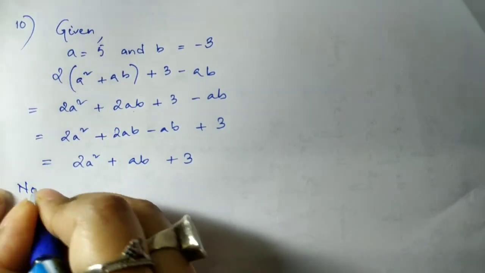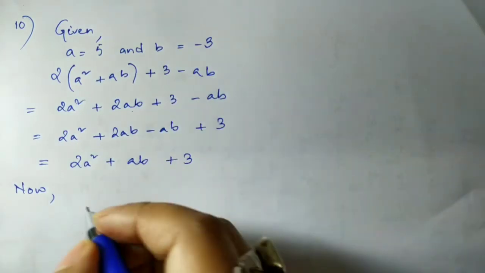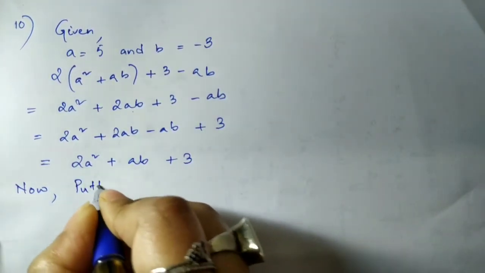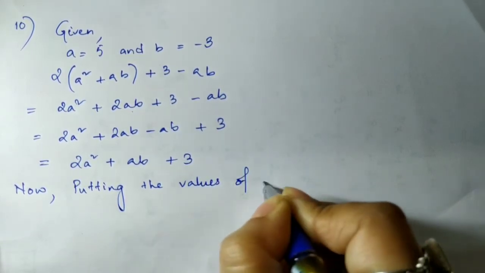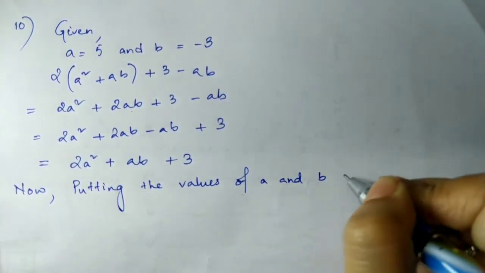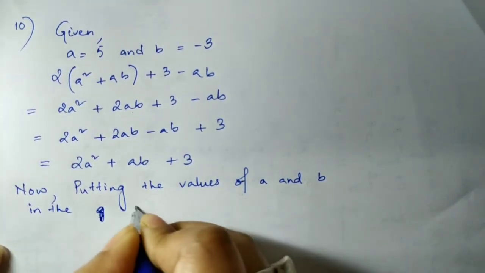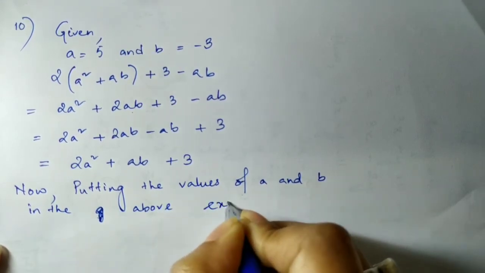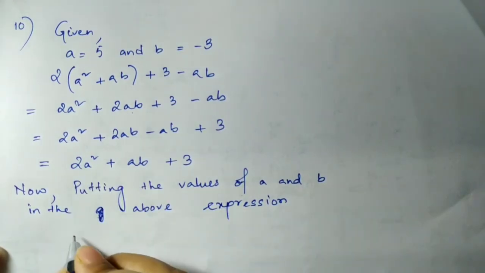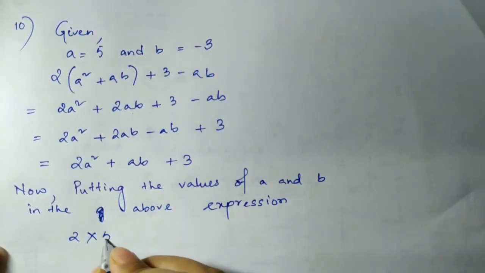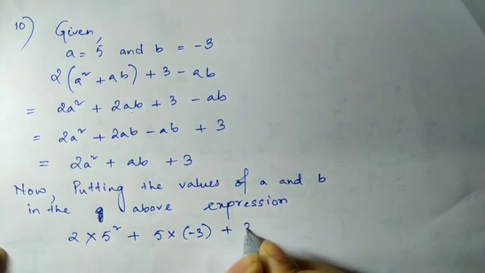Now you will have to substitute the given values. Now putting the values of a and b in the above expression, just put these values. Okay, so what is the expression? 2a square, so 2 into a is how much? 5 square plus 5 into b is minus 3, plus 3.